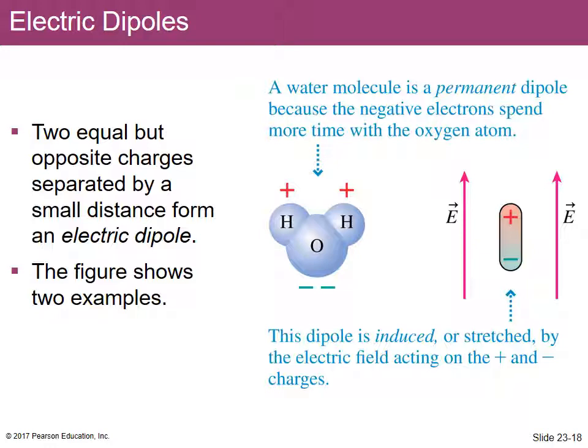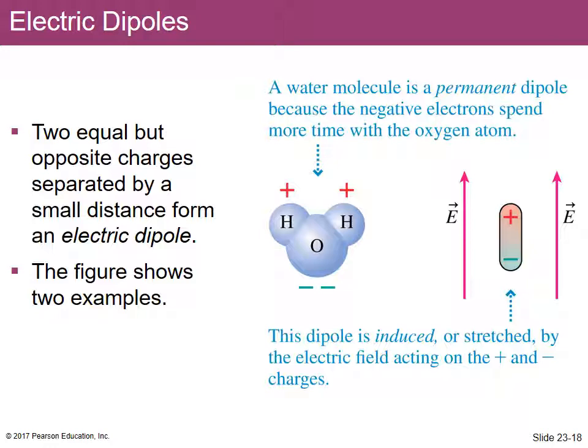An electric dipole is two equal but opposite charges separated by a small distance. A water molecule is a permanent dipole. The oxygen atom has a larger negative charge than the two hydrogen atoms, and the electrons spend more time in the vicinity of the oxygen atom.